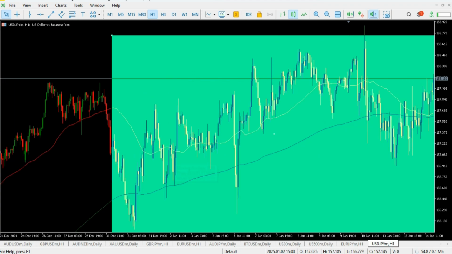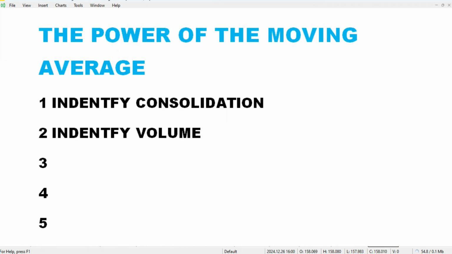Let's go to reason number 2. The key factor number 2 is volume. By the use of the 200 exponential moving average, you can identify volume.